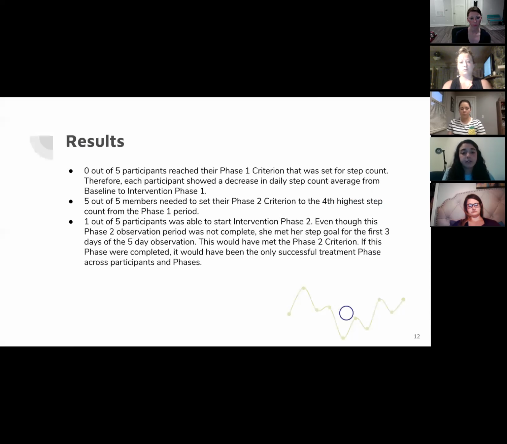Even though this phase 2 observation period was not complete, she met her step goal for the first 3 days of the 5-day observation period. This would have met the criterion that was set for the participant for phase 2. If this phase was completed, it would have been the only successful treatment phase across participants and phases. So now that we've discussed the data and the results, let's turn it over to Jessica to discuss our treatment fidelity procedures.